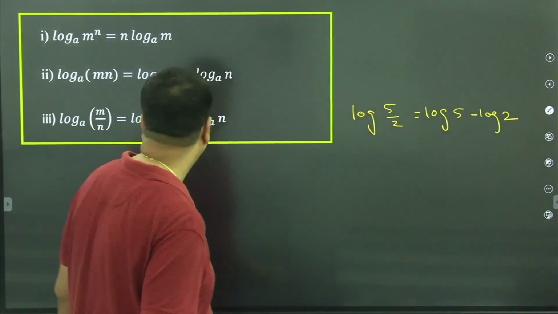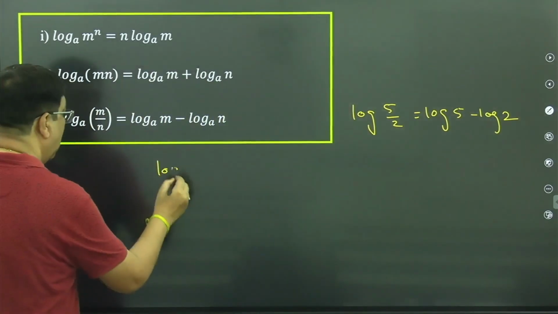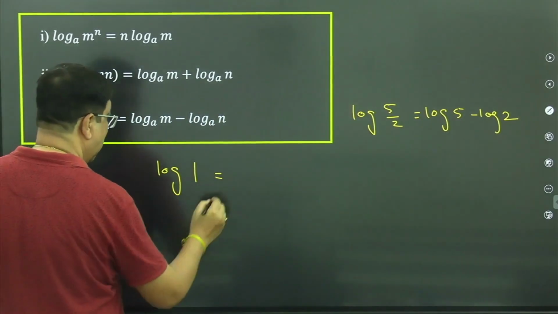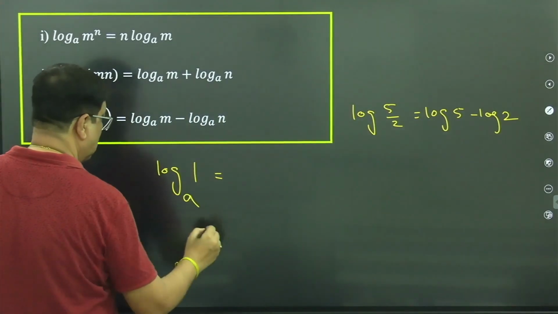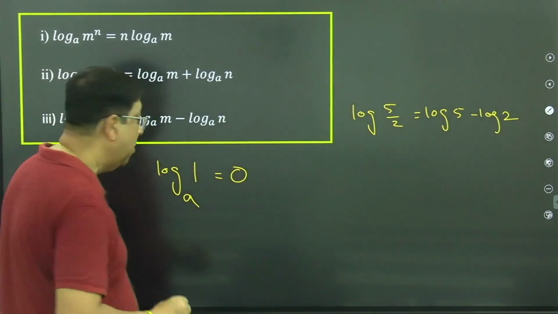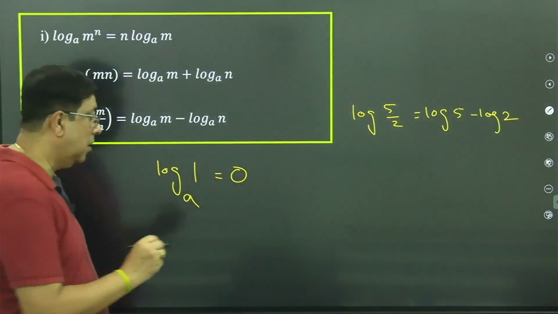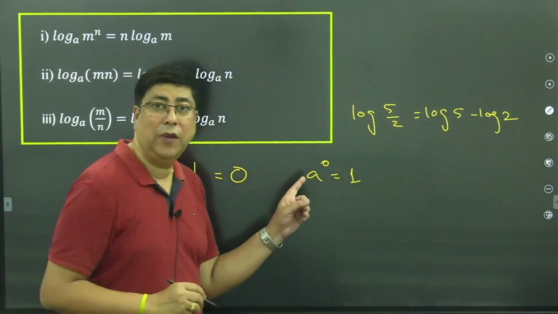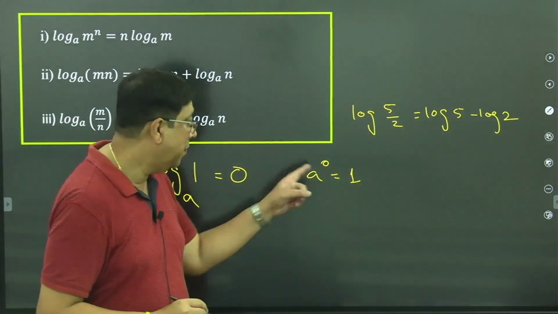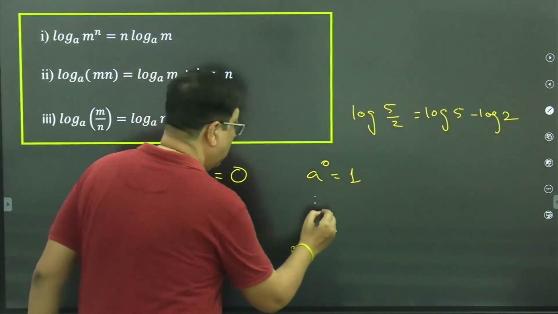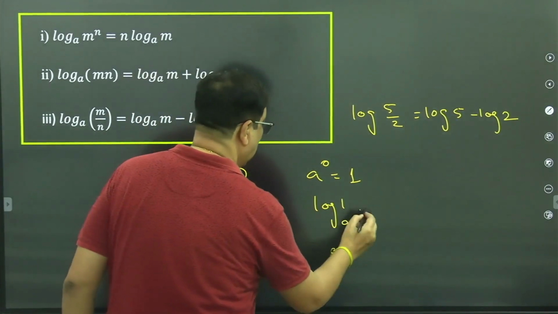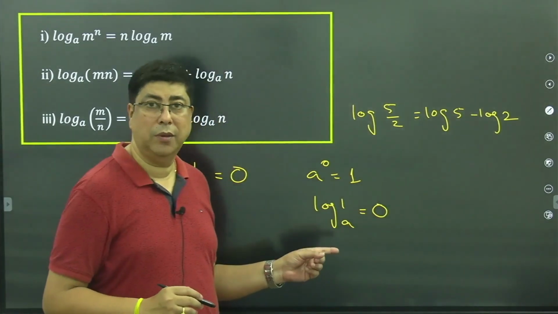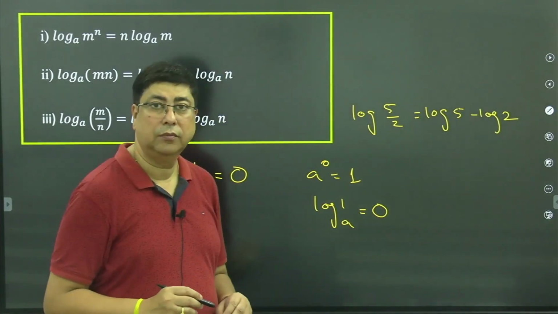For example, everybody, log 1 equals what? We say 0. What is the reason behind it? Whatever the base, log 1 is 0. Remember, everybody, log 1 is 0. What is the reason? Because a to the power 0 equals 1. If I go to the definition of the logarithm, a to the power 0 equals 1, then log 1 base a equals 0. So whatever the base, log 1 is 0.